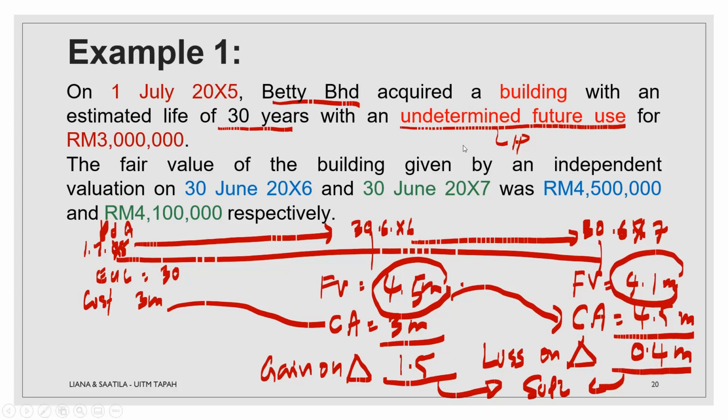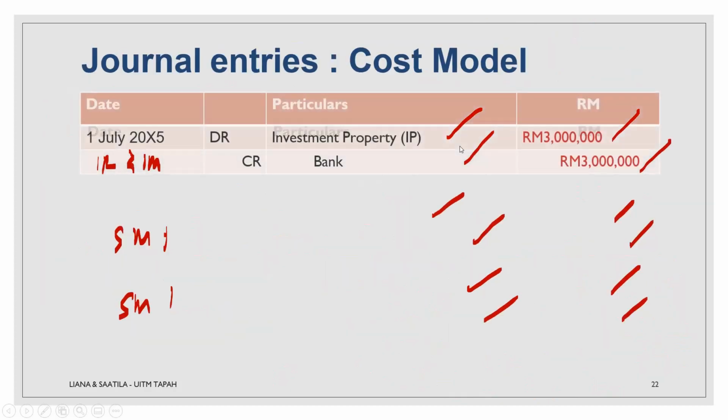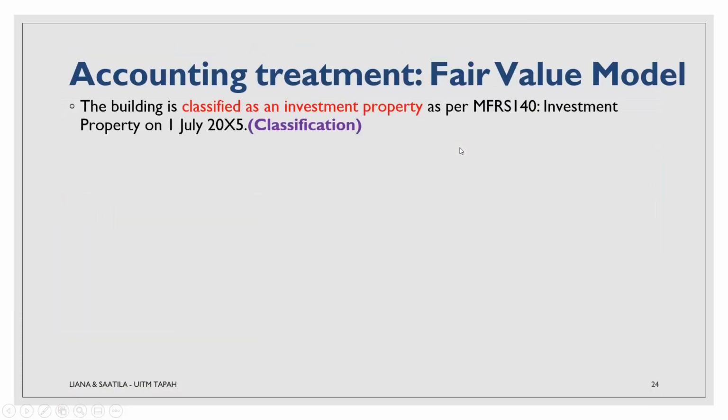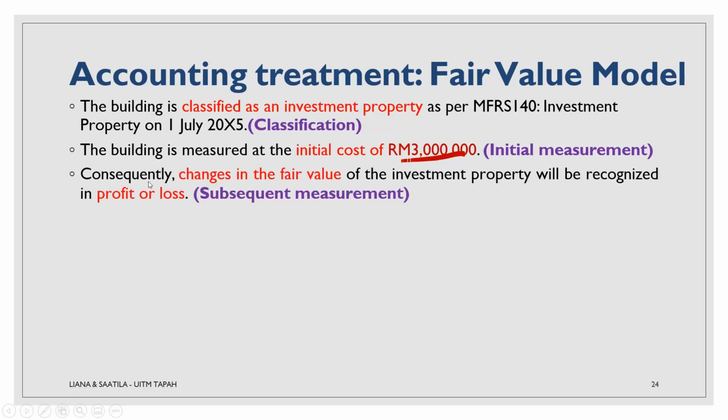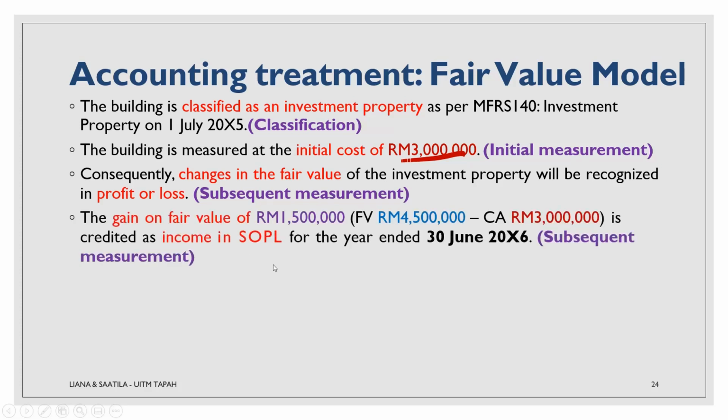So let's look at the application of that to our fair value model. So the building is classified as investment property, that is on classification 1st of July 20x5, and the building is measured again at the same amount, 3 million, on initial measurement. And consequently, the changes in fair value must be recognized in profit or loss. Remember the figure 1.5 million and the 400,000. And the gain on fair value is charged as an income.